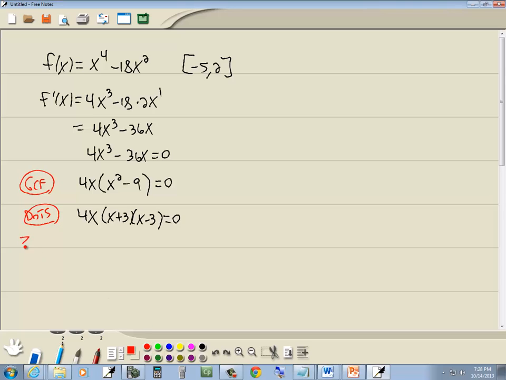Zero factor property. If you get 0 on one side and you factor the other side, you want to set each factor equal to 0. So I'll set 4x equal to 0. I'll set x plus 3 equals 0. And x minus 3 is equal to 0.